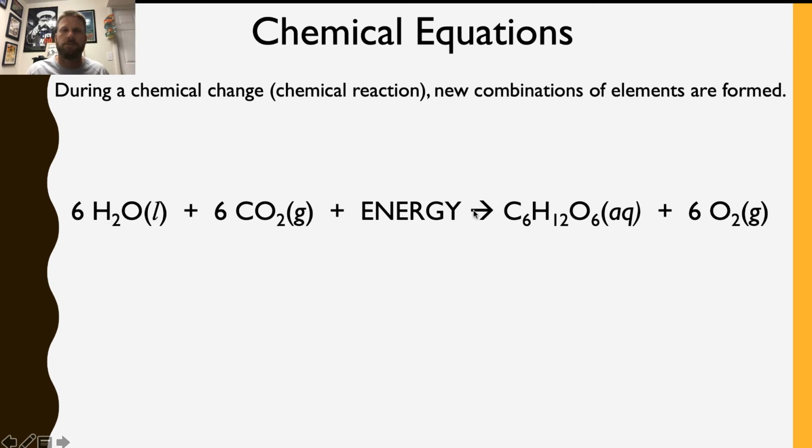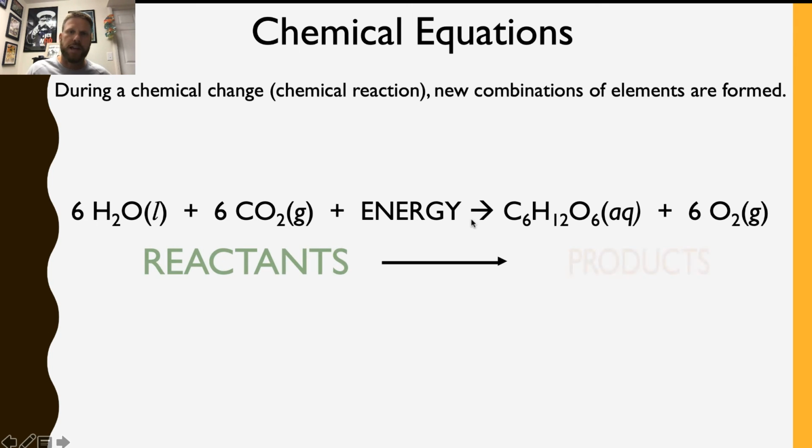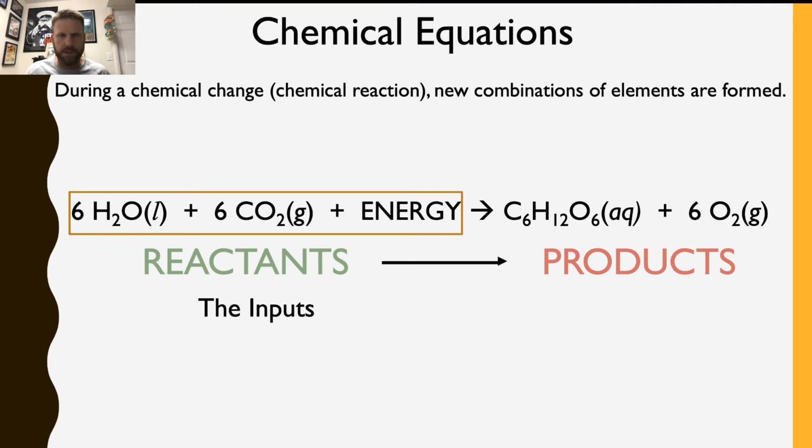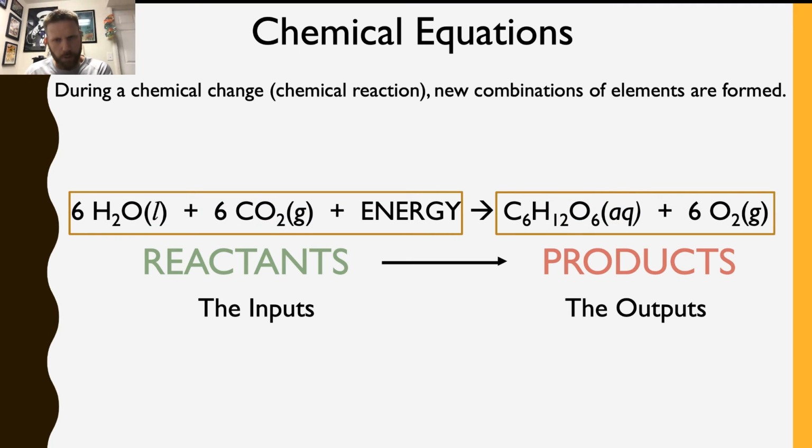So here is another reaction. Once again, if we can find the arrow, we can identify the things on the left side of that arrow as the reactants and the substances on the right side of that arrow as the products. Reactants are the inputs. Products are the outputs.